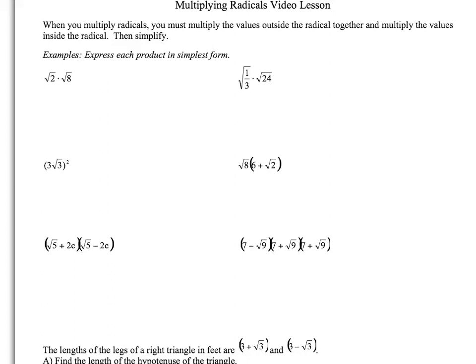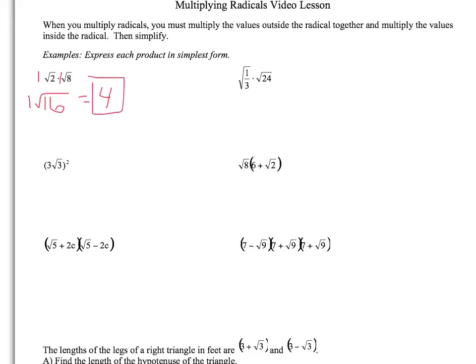Radical 2 times radical 8. Well, on the outside of those radicals, remember you have the imaginary ones. Multiply the outside. 1 times 1 is 1. Radical 2 times 8 is 16. Hopefully you know the square root of 16 is 4. Times 1 is just 4.